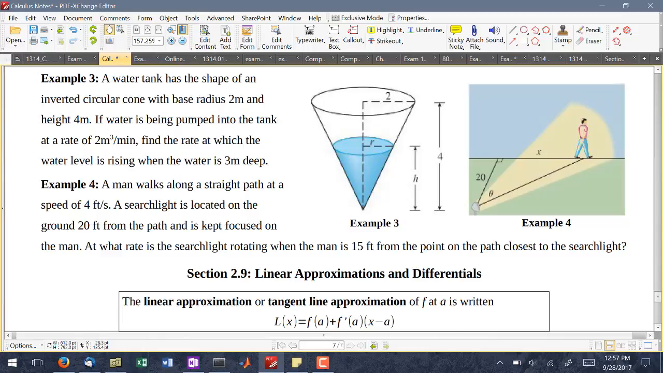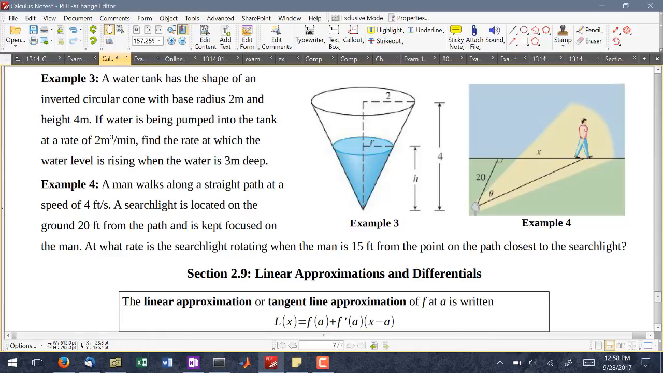Okay, this is a circular, it's a cone basically, right? So I guess this could be like one of those paper cups, something like that. It's pouring water into it. It says it's a water tank. I don't know how many water tanks are shaped this way, but anyway, the base of the cone is 2 meters. The height is 4 meters. So water is being pumped or poured into it, however it's being fed into it doesn't really matter too much. The rate at which it's coming in, though, is 2 cubic meters per minute.